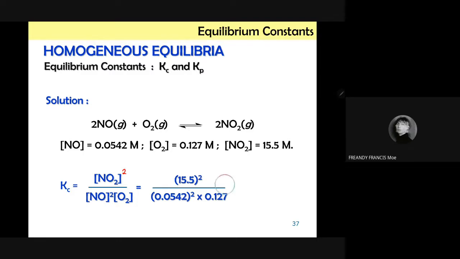Okay, done? Dah dapat dah? Can anyone give me the answer? Cuba type jawapan.